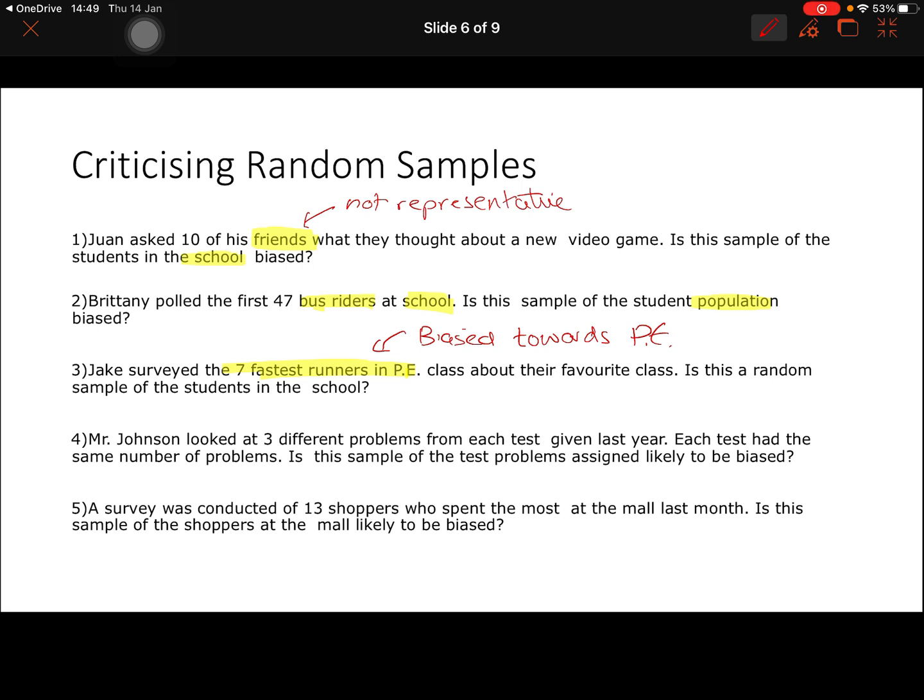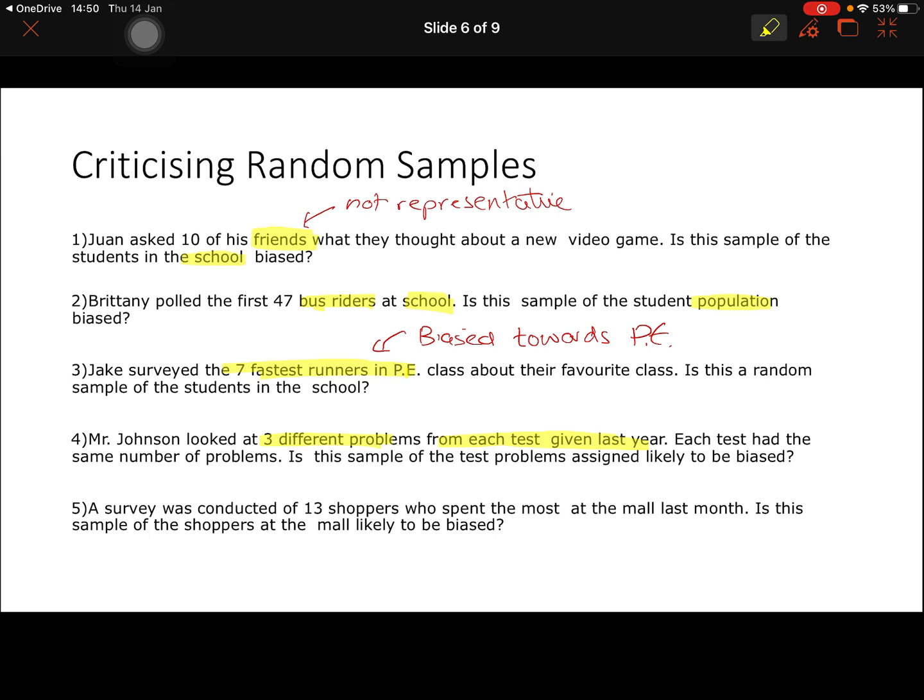The next one, Mr. Johnson looked at 3 different problems from each test given last year. Each test had the same number of problems. Is this sample of the test problems assigned likely to be biased? Now, what he's done, he's looked at every test, and he selected 3 different problems from each. Therefore, you would hope that this is going to be a much better sample. He's taken 3 from each test, so he's going to be representative of all the tests. So at the moment, that definitely looks like the best type of sampling that we've got so far.